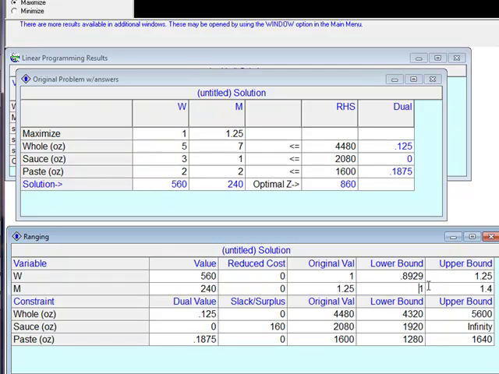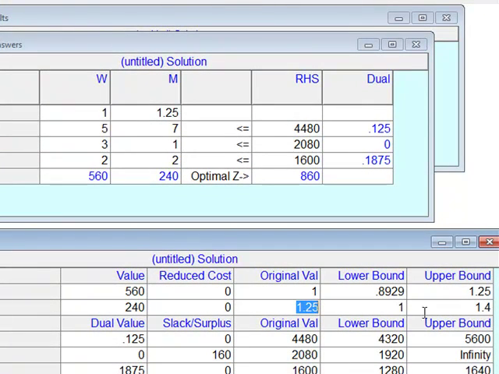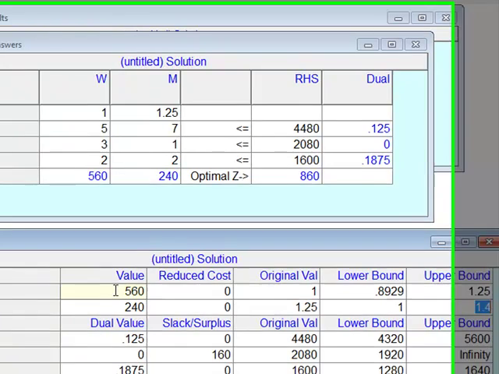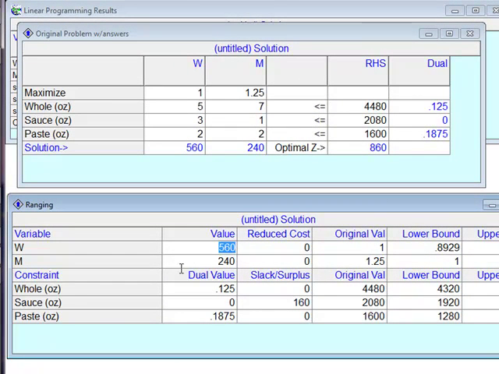This $1 as the lower bound and the $1.40 as the upper bound says exactly the same thing, but now for the Mexico City salsa. Even though when we solved the problem we inputted $1.25 as the profit per jar of Mexico City salsa, that $1.25 profit per jar can be as low as $1 or as high as $1.40, and our decision would still be the same, to make 560 jars of Western salsa and 240 jars of Mexico City salsa.